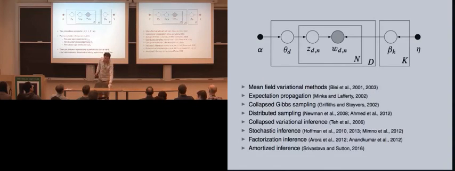We can't calculate that posterior. For most interesting models, the posterior is intractable, but there are many ways to try to approximate it. It's become almost like a benchmark graphical model for approximate inference algorithms, for some class of them anyway. And these are all different algorithms for approximating that posterior. I won't talk about any of them, but we're going to use mean field variational methods and stochastic inference in this talk.